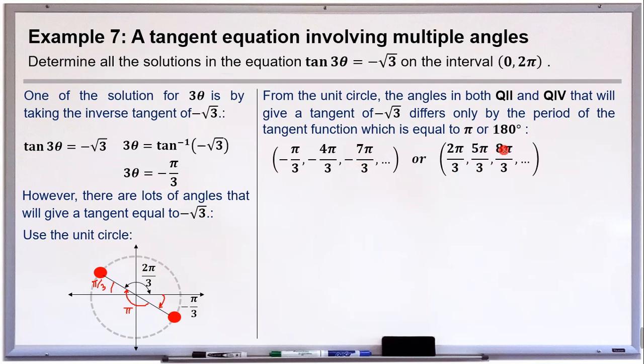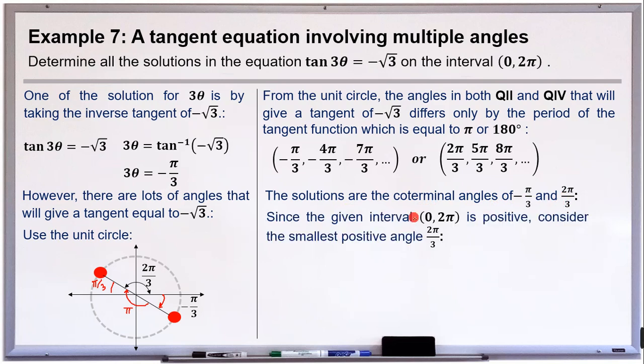Then another pi, that's 8 pi over 3, so on and so forth. So these are the values of our 3 theta, not yet the theta. So the solutions are the coterminal angles of these two angles, negative pi over 3 and 2 pi over 3. Since the given interval is from 0 to 2 pi exclusive, which is positive, we will only consider the smallest positive angle, 2 pi over 3, not the negative pi over 3, because the values within the interval are all positive.